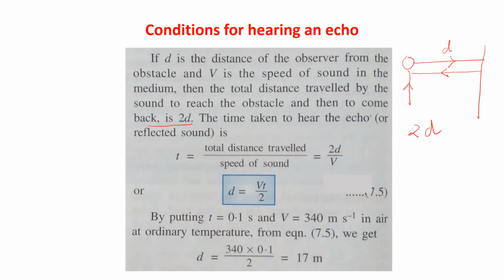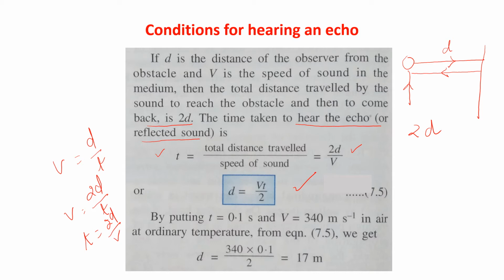Now suppose the time taken to hear the echo or reflected sound is t. Then t is equal to total distance traveled by speed of sound, because v is equal to distance by time. So v equals 2d by t, so t is equal to 2d by v. Now from there, d is equal to vt by 2.